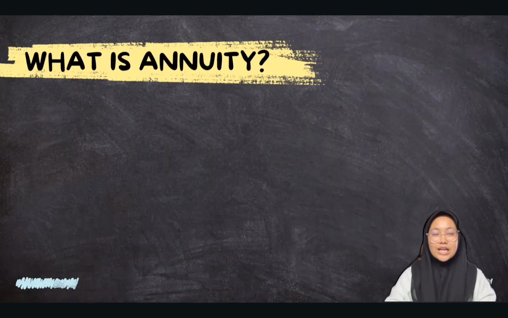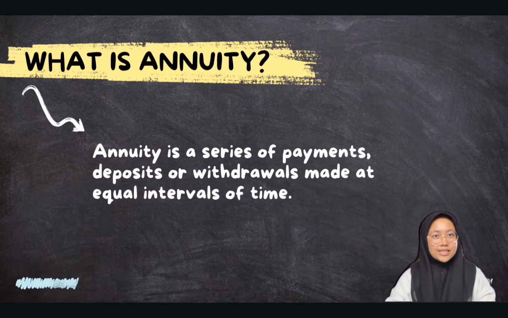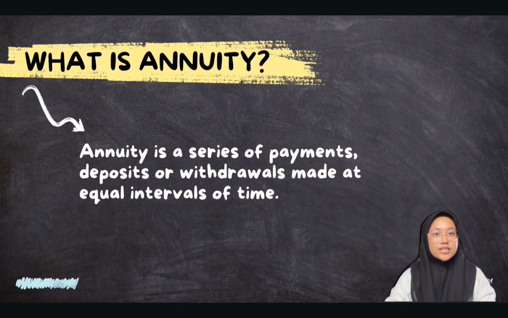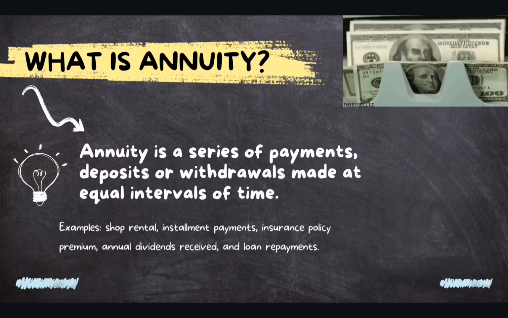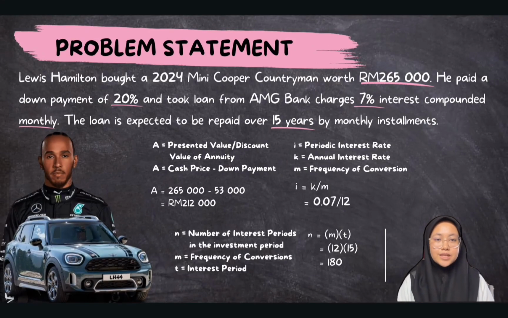Annuity is a series of payments, deposits, or withdrawals made at equal intervals of time. For example, shop rentals, installment payment, insurance policy premium, annual dividends received, and loan repayment. Let's go through our problem statement together.